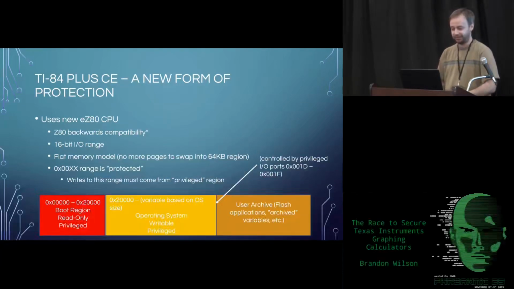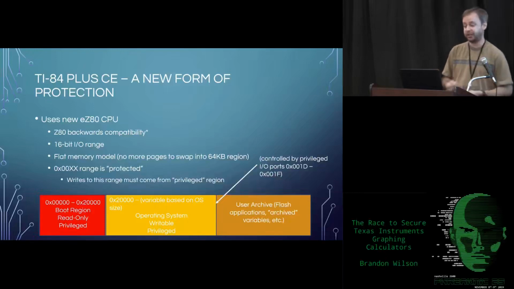So the constant toggling of port 21 actually slows the calculator down to the point that performance really isn't that great. So they actually ditched that model. Don't buy it. It's really slow and awful. And they ditched it in favor of the TI-84 Plus CE, which is a brand new color calculator with a different eZ80 CPU.